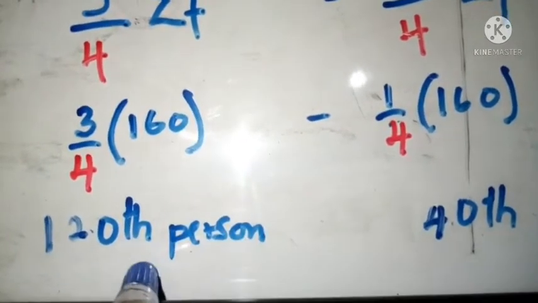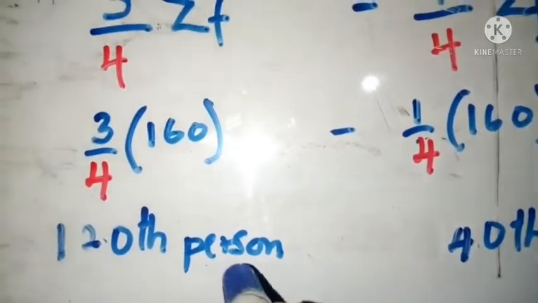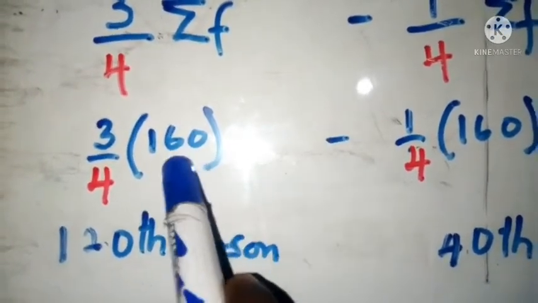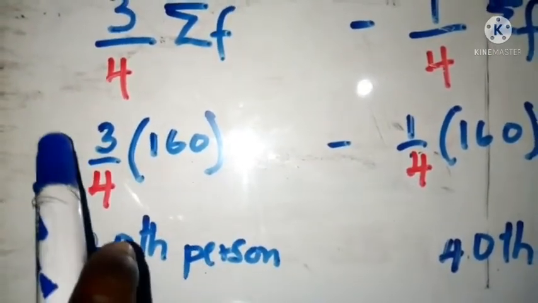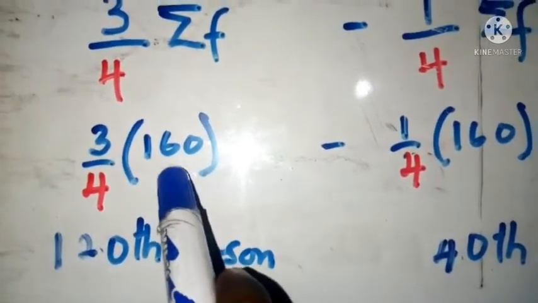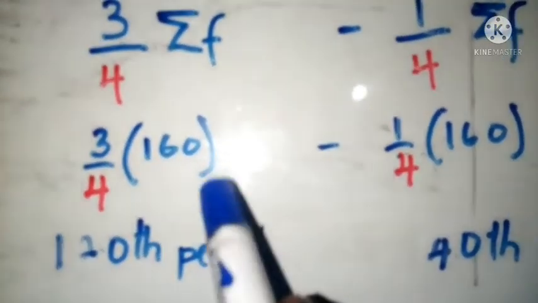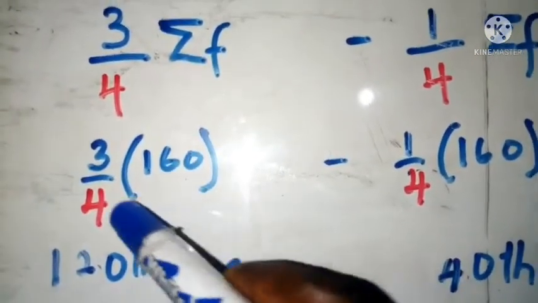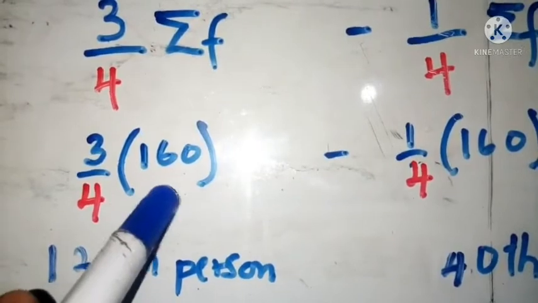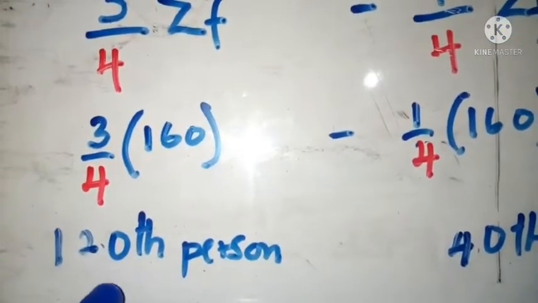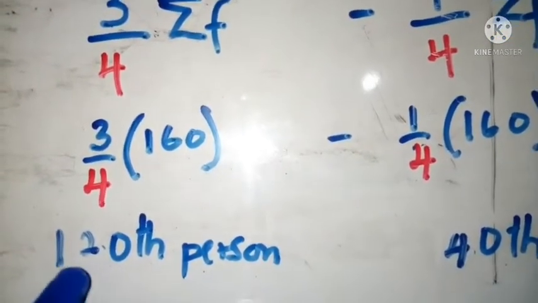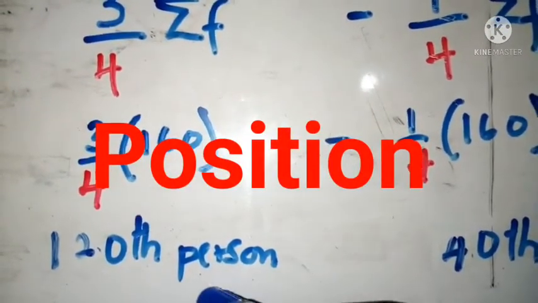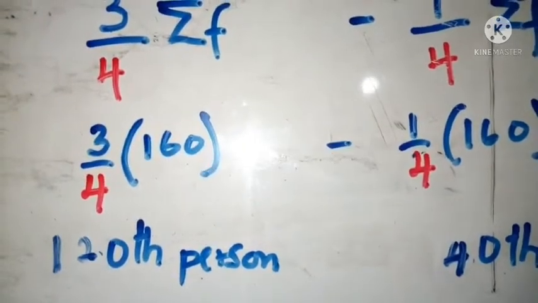I decided to bring in the 120th person for you to get a better understanding of what we are multiplying. These are the people that participated in the exams, right? So when you multiply 3/4 by this, we still get a human being, not a mark. So you have to use your graph to determine the marks these people obtained. 3/4 multiplied by 160 gives you the 120th person, or 120th position. What is the mark of this person? That is what you have to use the graph to determine.